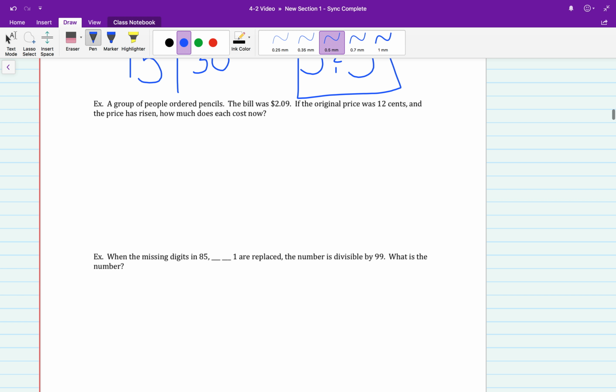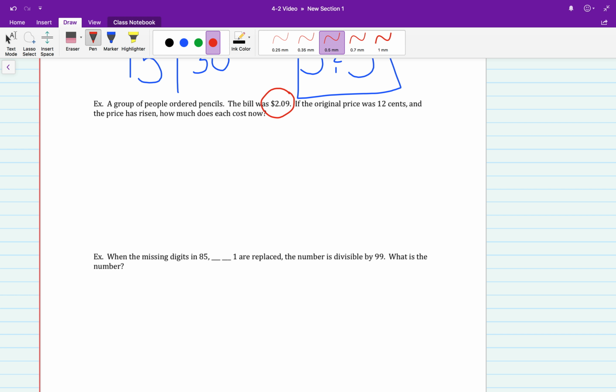All right, next, we've got a group of people ordering pencils, and the bill was $2.09. The original price of the pencils is 12 cents each, and now we know the price has risen, so they're more than 12 cents. So they're 13 cents or 14 cents, something like that. They can't be 10. They have to be more than 12. And we want to know how much each pencil costs now. Well, since the bill was $2.09, the cost has to divide that.